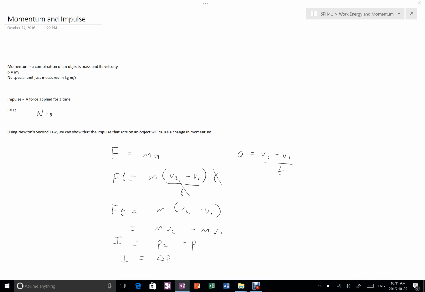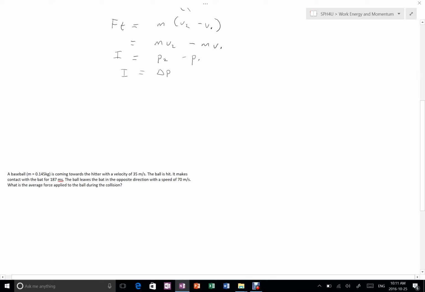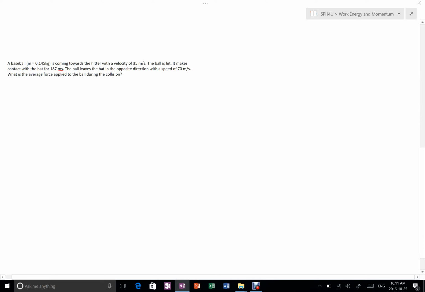Let's use them in a couple problems, and that'll be that. So a baseball, 145 grams, is coming towards a hitter with a velocity of 35 meters per second. The ball is hit, it makes contact with the bat for 187 milliseconds. The ball leaves the bat in the opposite direction with a speed of 70 meters per second. What is the average force applied to the baseball during the collision?